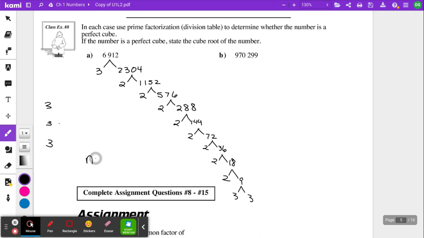So not a perfect cube. There are not enough 2s. I would need 1 more 2 and then it would be a perfect cube. So I'd have 9 of them. You with me? Okay, that's how you do it. I'm all done.